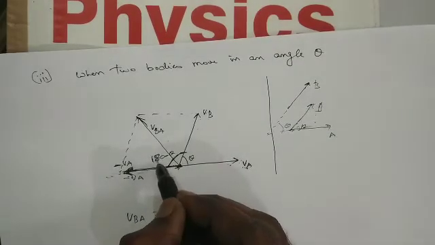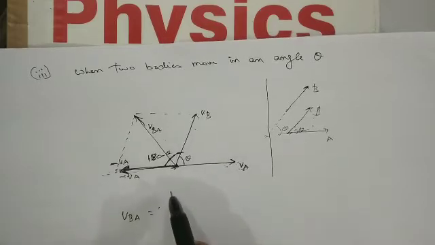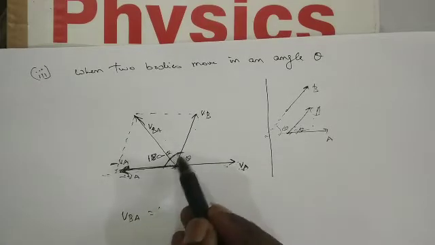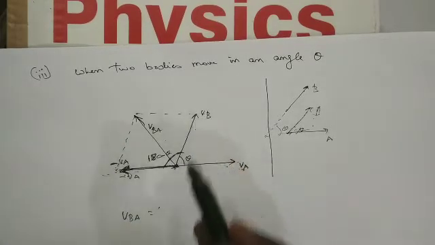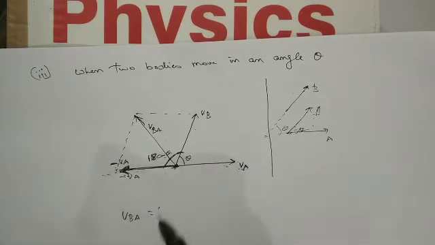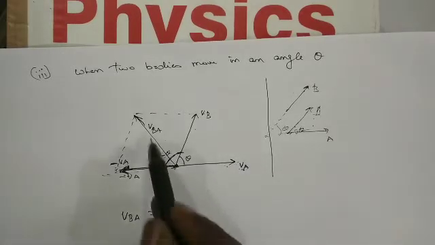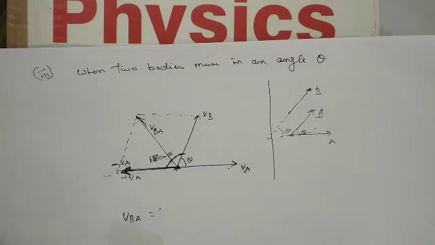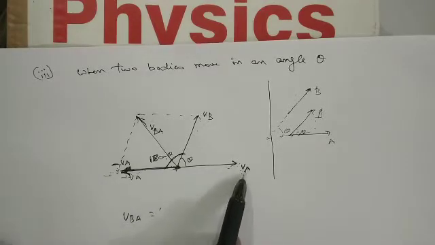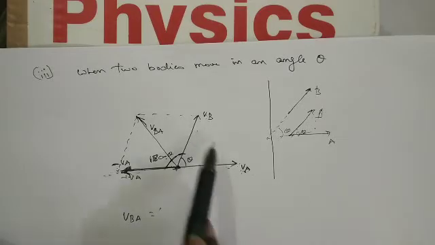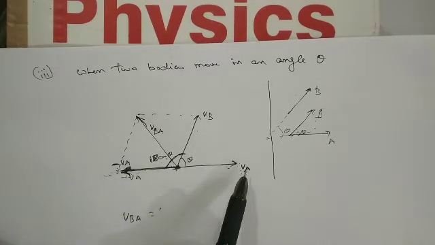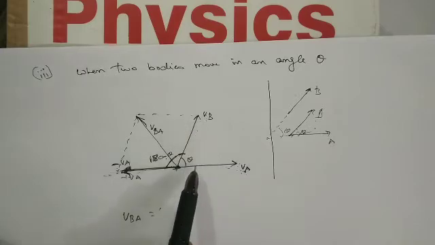So the angle 180 minus theta is the angle between minus VA and VB, and this is the resultant. This resultant can be found out. So when you need to write, you can write this in your notebook. Consider two bodies going in two different directions with velocities VA and VB with an angle theta.